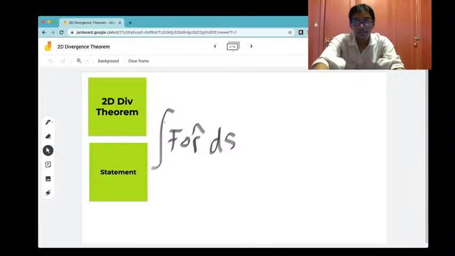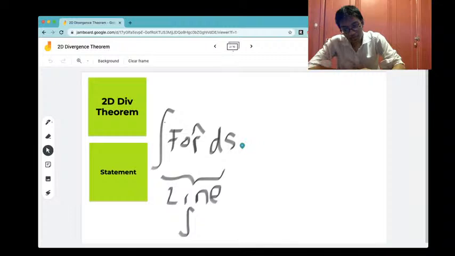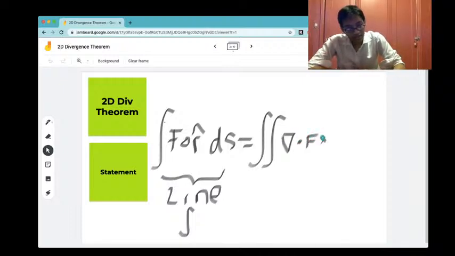Okay. So with that out of the way, let's go back to our whiteboard. Now everything looks fine. And this line integral is going to be equal to what? It's going to be equal to a specific double integral, with that double integral of course being the divergence, right? So the Nabla operator dot F over some area or some region, right? So that's the divergence theorem in a nutshell.